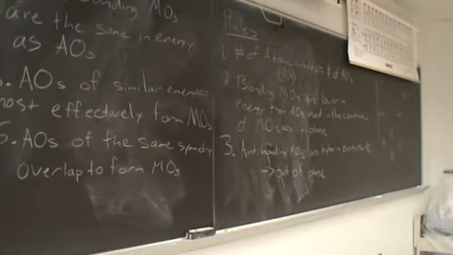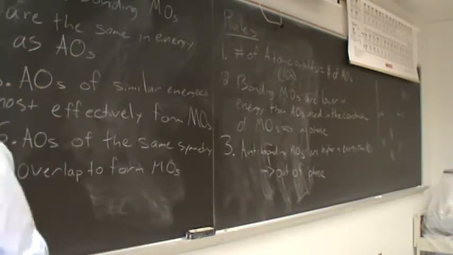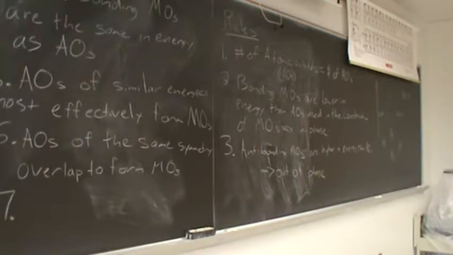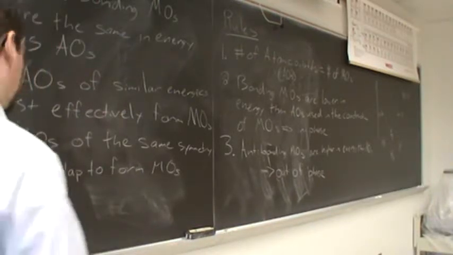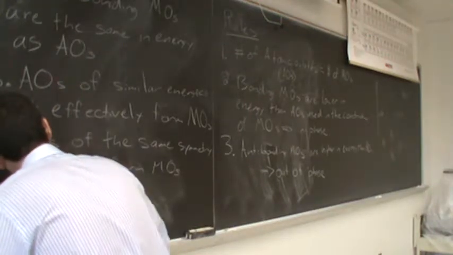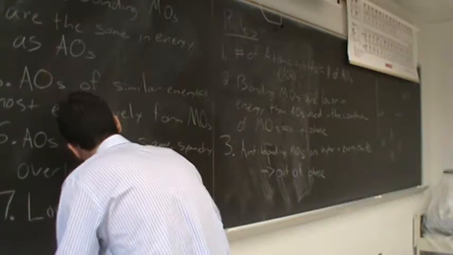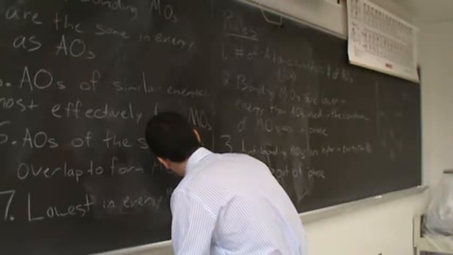And then we have one last rule. It's kind of similar to the rule with electron configurations. It has to do with orbital filling. What do you think the rule is? Yep, so how do the MOs fill? The lowest. Yep. You go with the lowest in energy and then go up from there. So kind of following Hund's rule and the Aufbau principle. Lowest in energy MOs fill first.